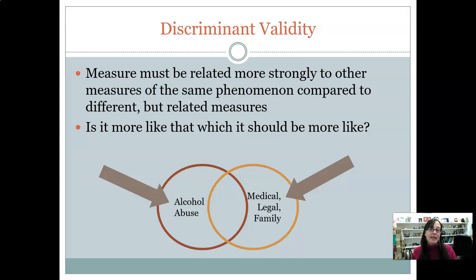So discriminant validity is making sure that, looking at this Venn diagram here, the things within over here, if we have multiple measures measuring alcohol abuse, those should be more closely related than if we cross over here and make comparisons sort of in this where they overlap. So they should have higher levels of relatedness within the different measures of the same concept, compared to trying to measure 2 related but distinct concepts. That's probably the most confusing one of all of them. So definitely let me know if you have questions about that, and I can clarify that a little more.